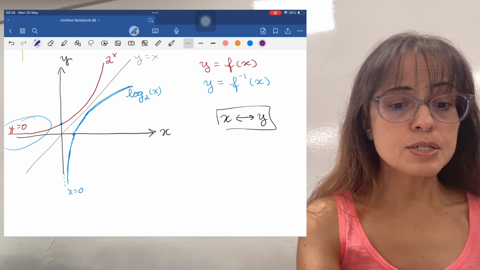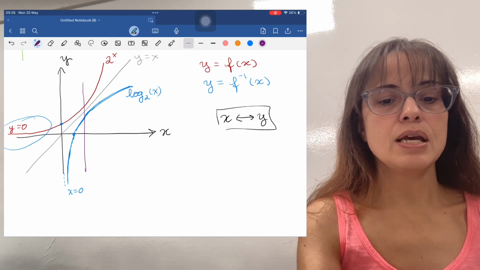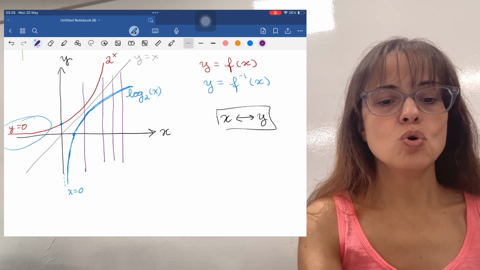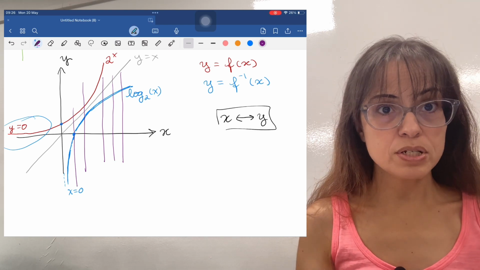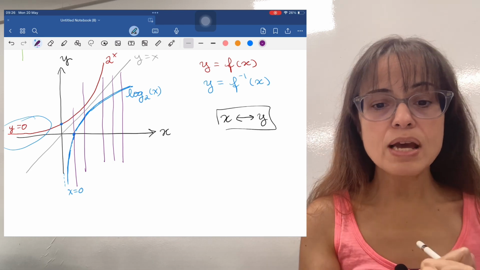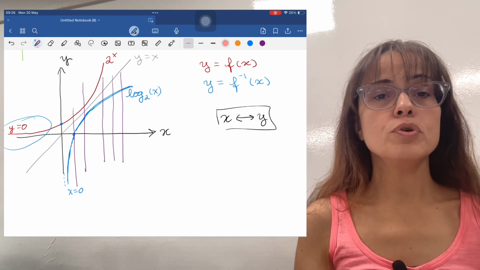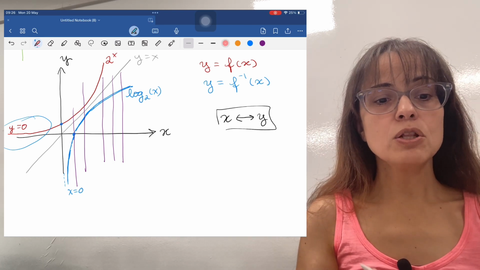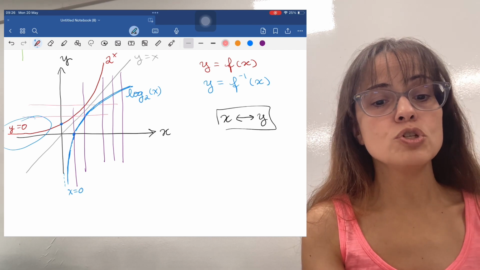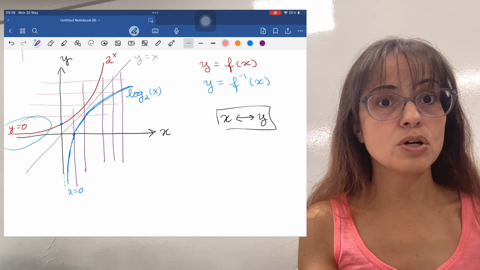And this one does pass the vertical line test because every purple vertical line that I am putting here is only crossing the blue function once. But the way that I could have seen already in the red function that that was going to work is by looking at horizontal lines, because look, I am switching everything horizontal with everything vertical.